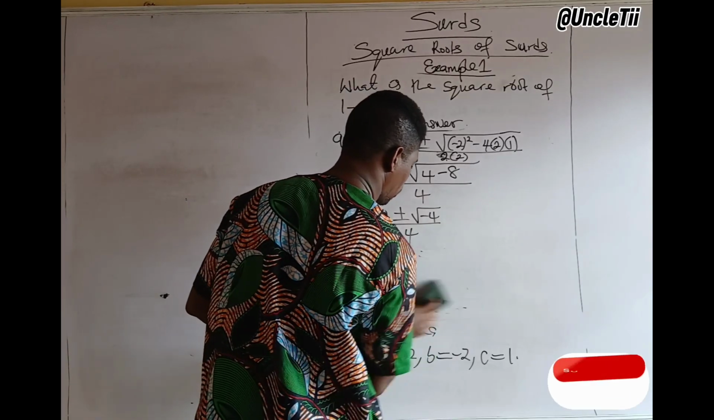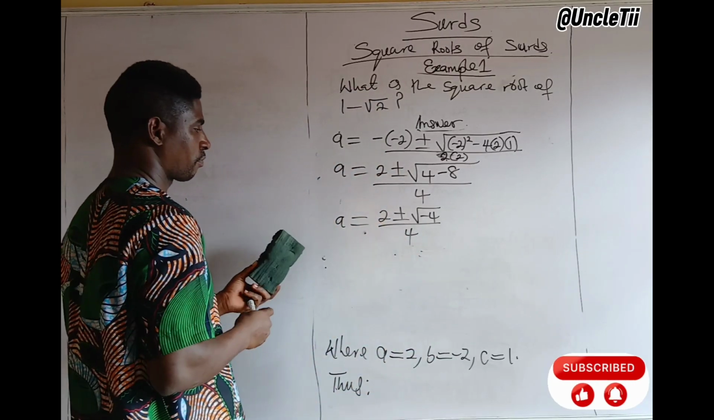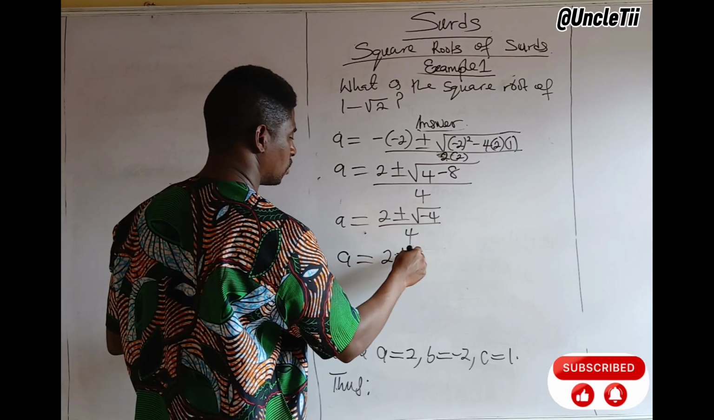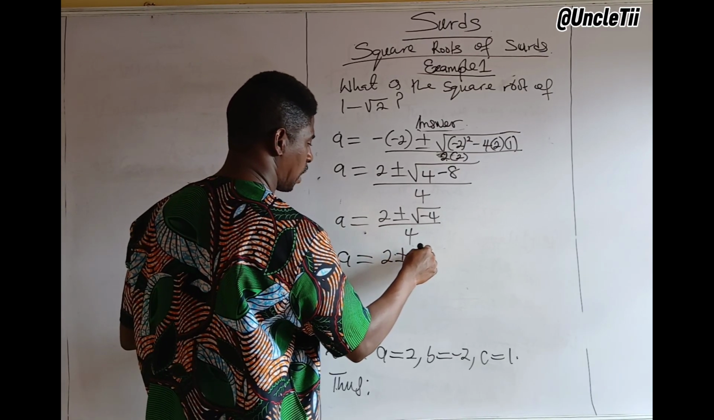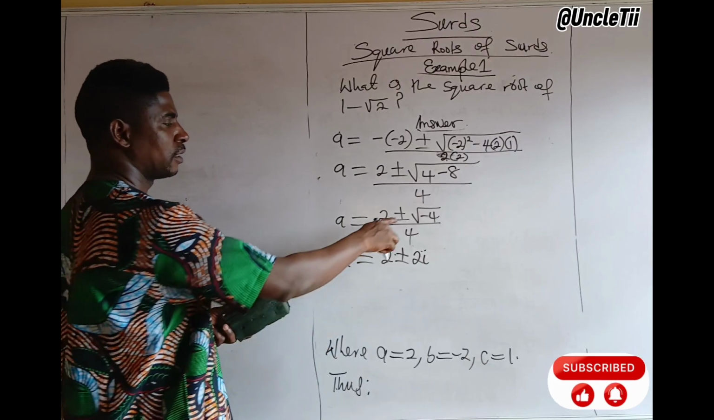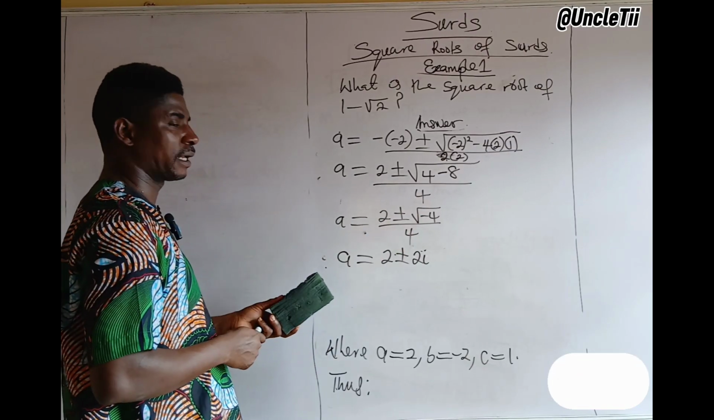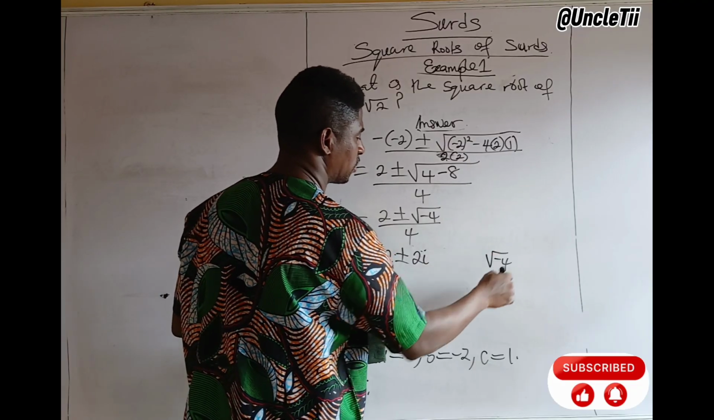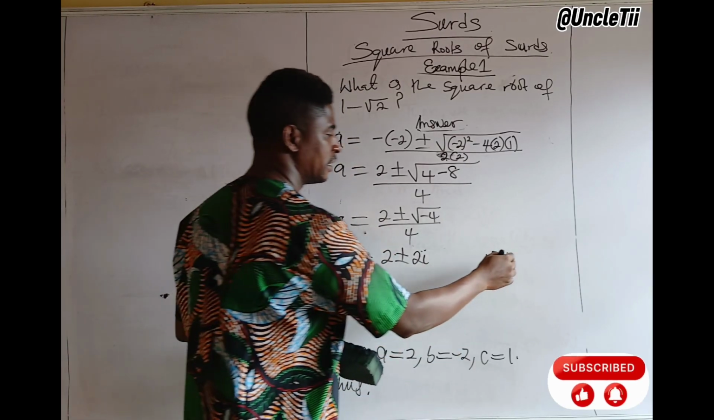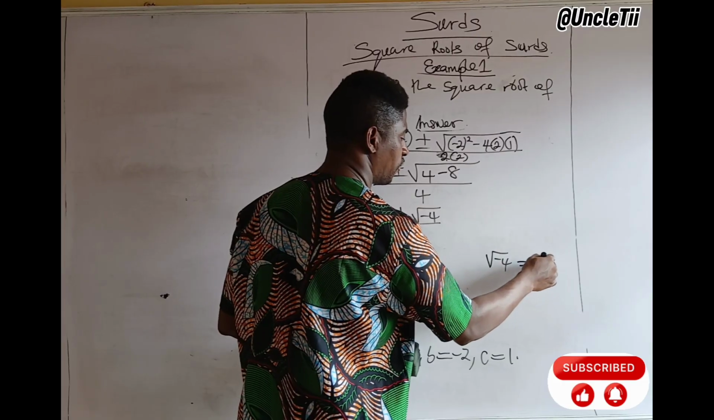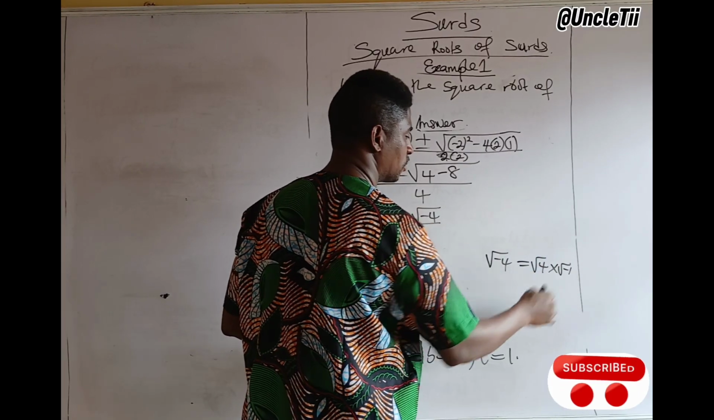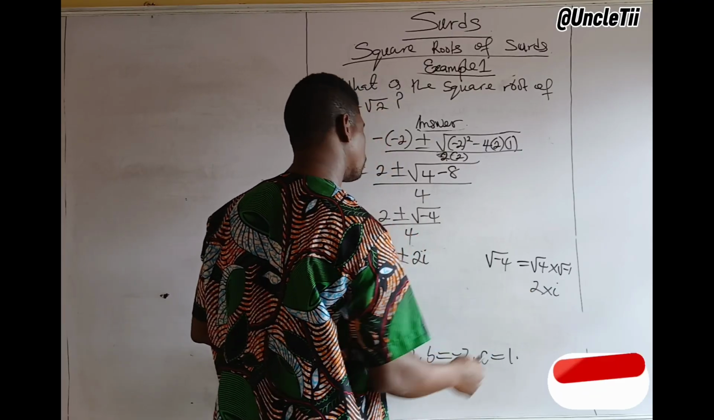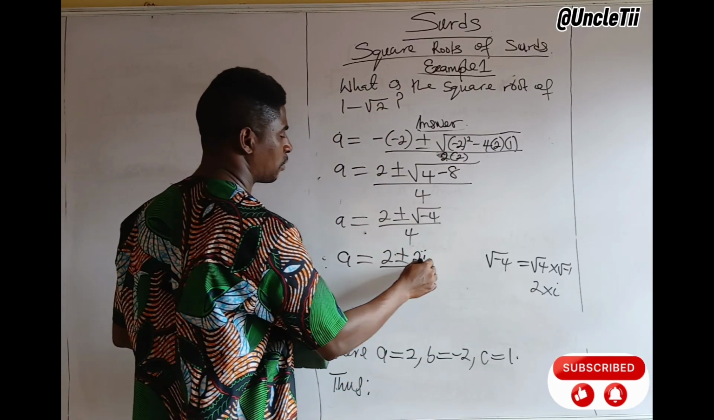This is going to give us A equal to 2 plus minus 2i. Why? Square root of minus 4 is a complex number. Just an aside, when you have square root of minus 4, it's the same thing as saying square root of 4 times square root of minus 1. Square root of 4 is 2. Square root of minus 1 is i. 2 times i, 2i. That's how we got that.